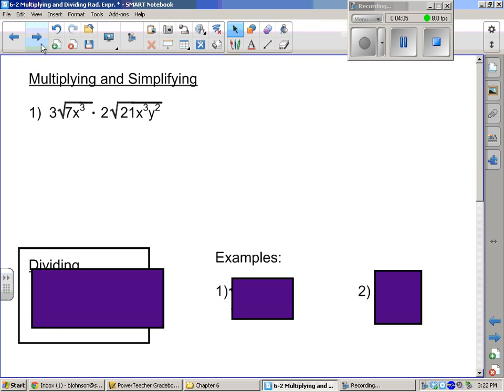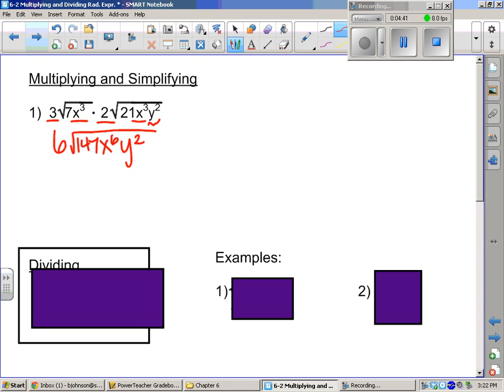Here's a combination of multiplying and simplifying. Just like Mrs. Kendra just did, we're going to put our outsides together and our insides together. So 3 times 2 will give us a 6 on the outside. Underneath we're going to have 7 times 21, which is 147. And x to the third and x to the third is actually x to the sixth because I'm adding the exponents. There's no y over here, but I have a y squared, so I'm going to throw that underneath there. Y squared.